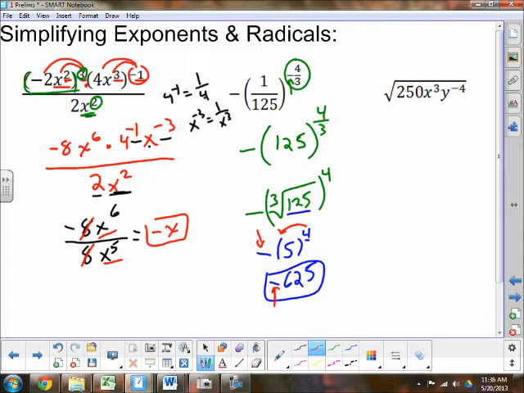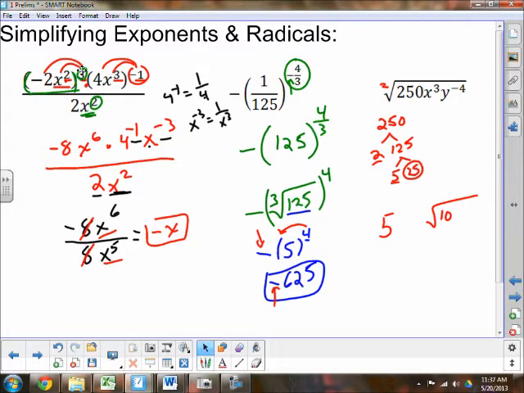Last question, square root of 250x cubed y to the 4th. There's a number of ways of simplifying this, but since it is a square root, I'm going to try to find perfect square factors. So I'm going to look at 250 and see if there's any perfect square factors in it. I know this is 2 times 125, which is 5 times 25. 25 is a perfect square factor, so I'll be able to remove the 5 from this radical, and I'll be left with a 2 times 5, or a 10 inside the radical.